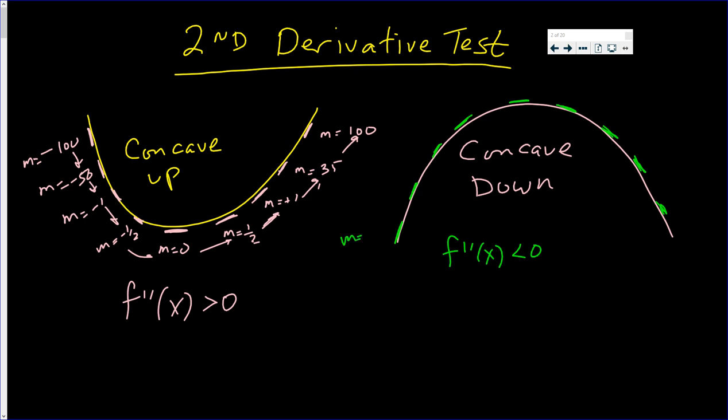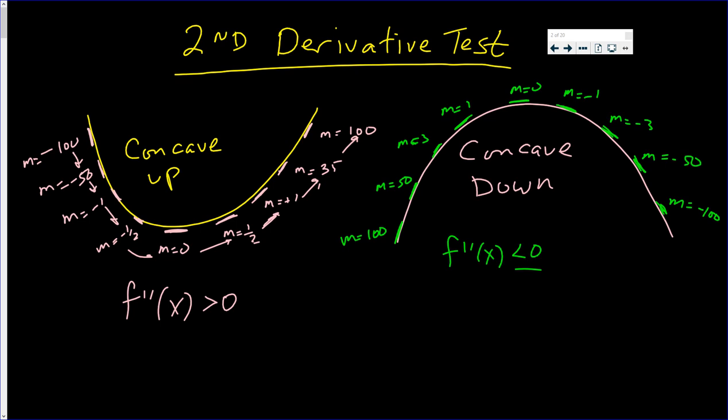Here the slope is, I don't know, positive 100. Here is positive 50. Here the slope is 3. Here it's 1, 0, negative 1, negative 3, negative 50, and negative 100. The change in the slope is decreasing. It's getting less and less. That means negative.